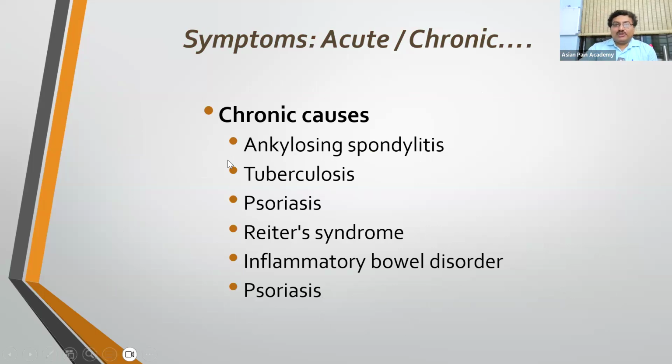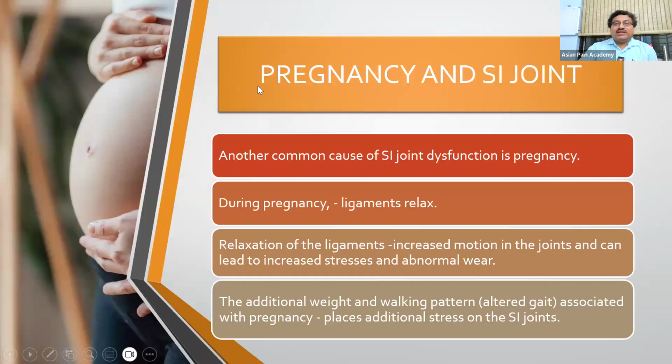Now, there is a common question: we get a lot of patients coming and saying, after my pregnancy, my low back pain started. Sometimes they relate it to the injection that was given for spinal anesthesia. What happens in pregnancy? Why is pregnancy an important factor in causing low back pain because of sacroiliac joint dysfunction? Now, in pregnancy, there are certain factors that are responsible for sacroiliac joint pain.